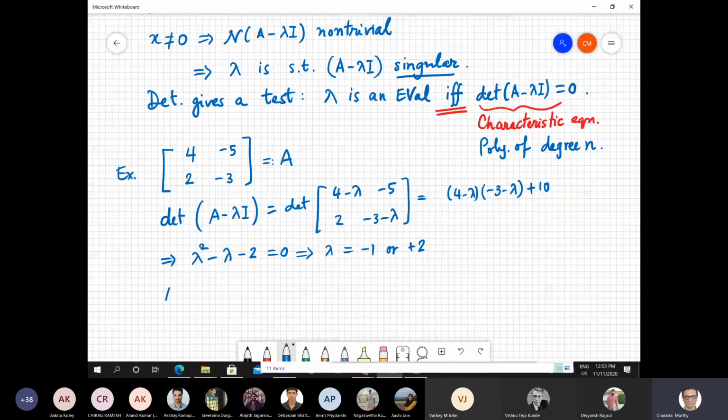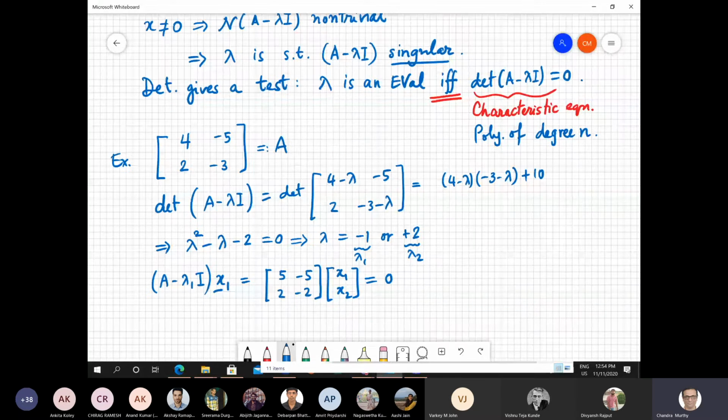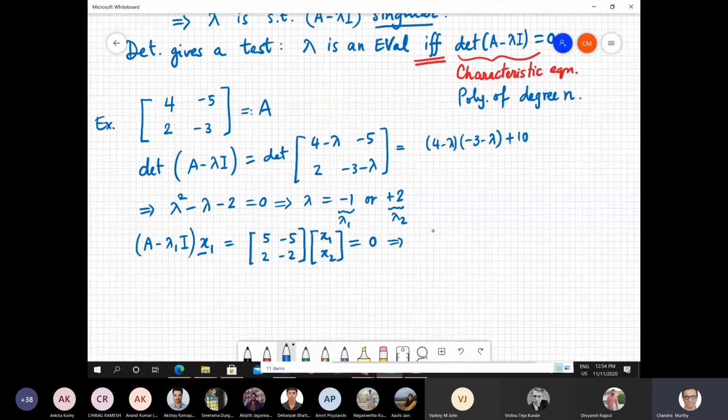If I now compute A minus lambda 1 times the identity, so let's call this lambda 1 and this lambda 2, and take x1 to be a corresponding eigenvector, this will be the matrix 5, -5, 2, -2 times, and this is a slight abuse of notation, the vector x1, x2, and I set this equal to 0, and I want to solve for what x1, x2 satisfies this. It's easy to verify that x1 is the vector 1, 1. If I just take 1, 1 here, this becomes 0, this becomes 0.